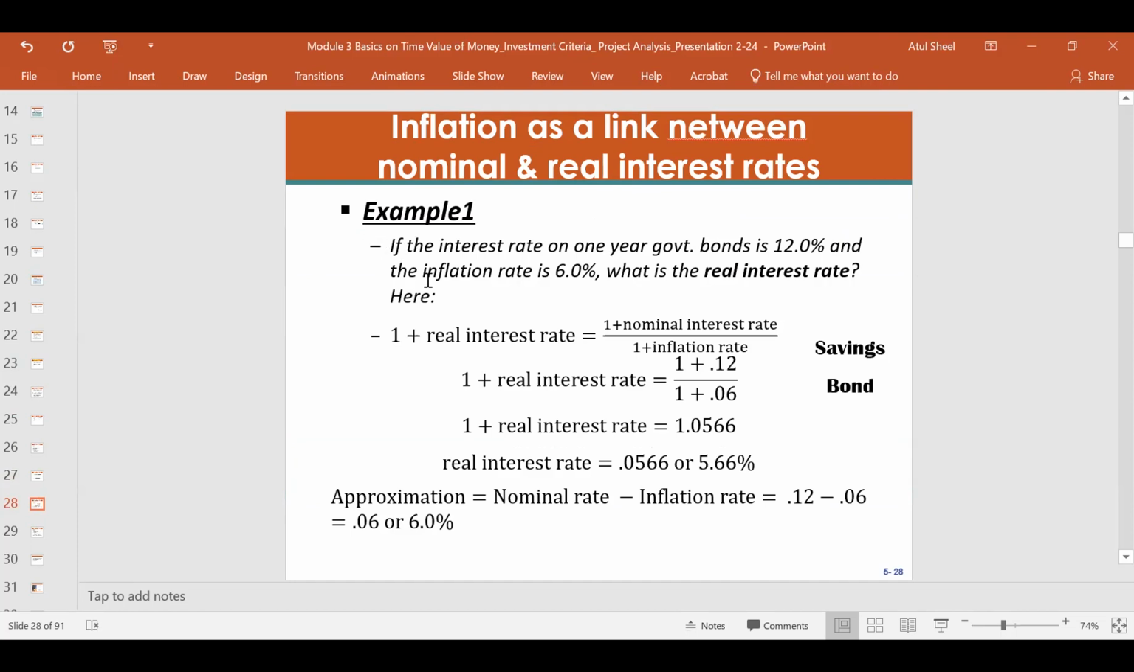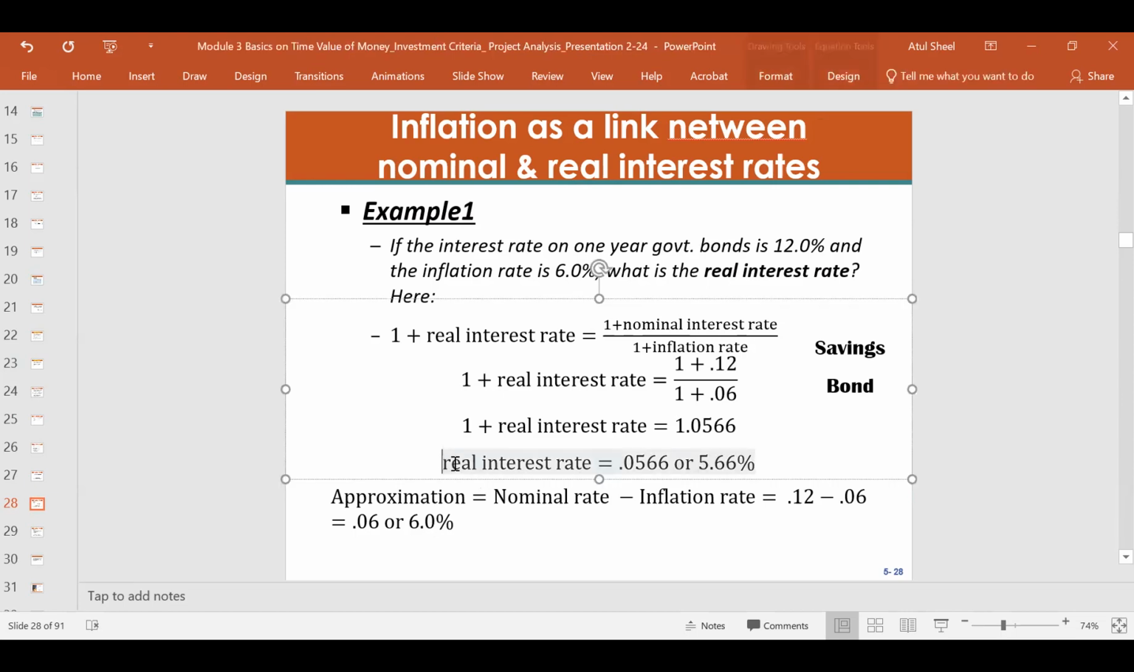Here is one example. If the interest rate on 1-year government bonds is 12% and the inflation rate is 6%, then what is the real interest rate? Just plug in the formula. 1 plus the real rate equals 1 plus nominal divided by 1 plus inflation. So you want to find the real rate, which equals 1.12 divided by 1.06.